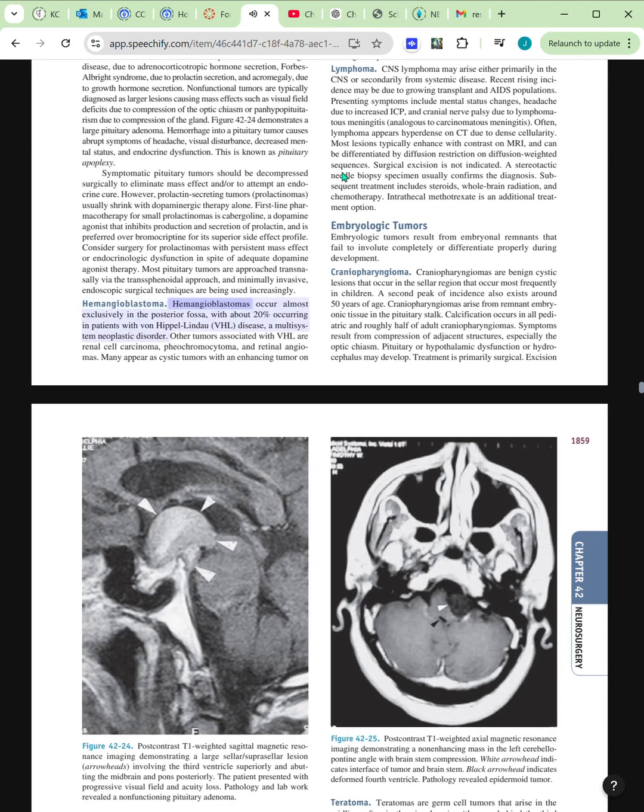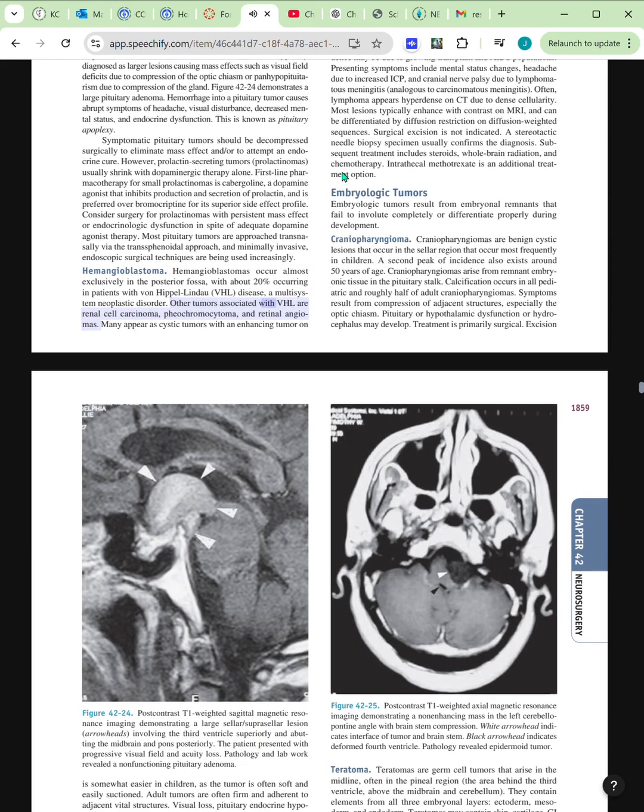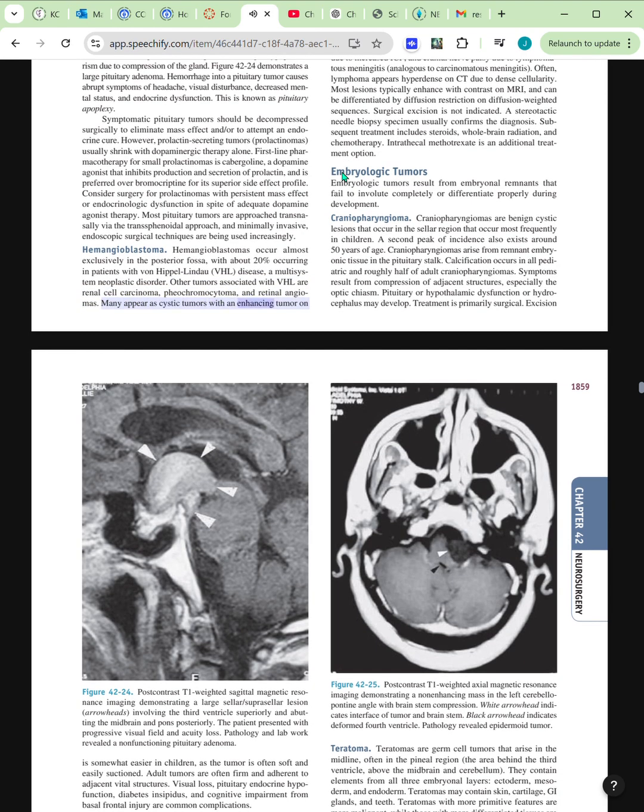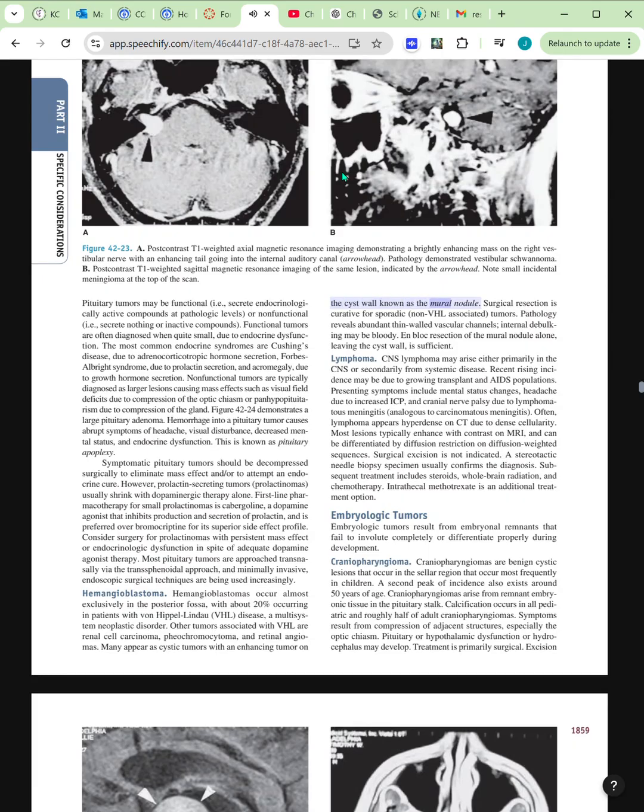Hemangioblastoma. Hemangioblastomas occur almost exclusively in the posterior fossa, with about 20% occurring in patients with von Hippel-Lindau (VHL) disease, a multisystem neoplastic disorder. Other tumors associated with VHL are renal cell carcinoma, pheochromocytoma, and retinal angiomas. Many appear as cystic tumors with an enhancing tumor on the cyst wall known as the mural nodule.